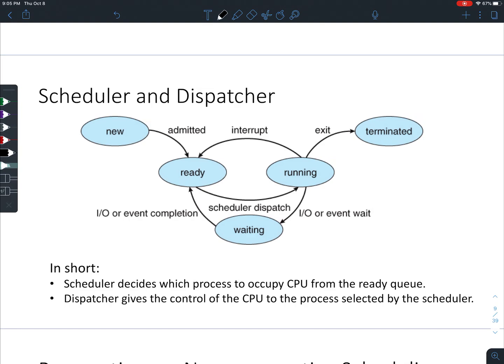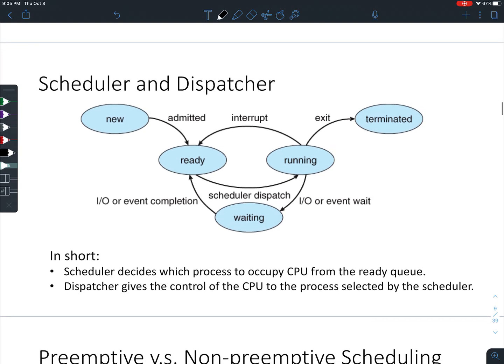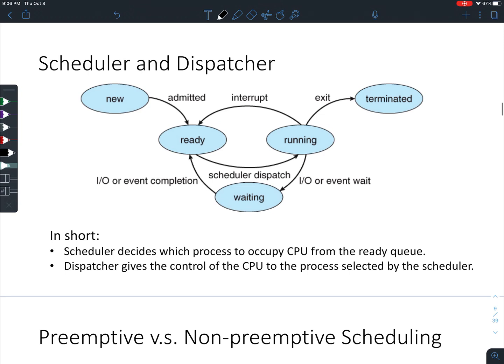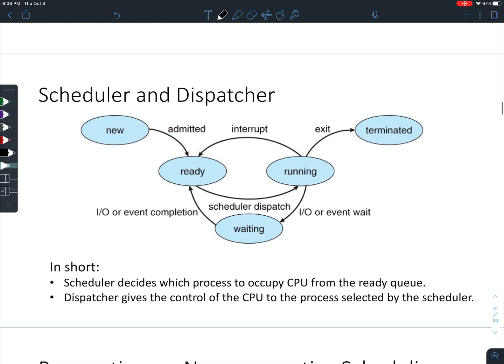So here is the diagram that we saw before, called the process state transition diagram. I hope that you can still remember it. When we create a new process, it's in a new state, and when the process is ready to run, it goes to the ready queue and is in the ready state. When the CPU is free, the process can grab the CPU and go to the running state.